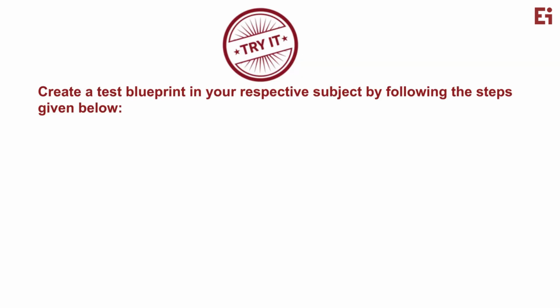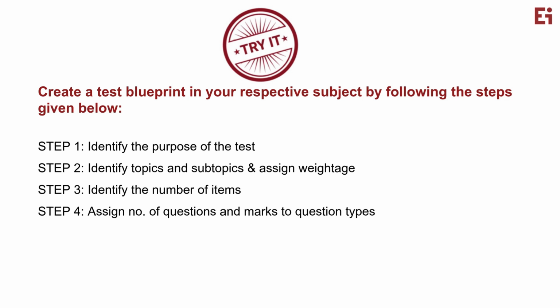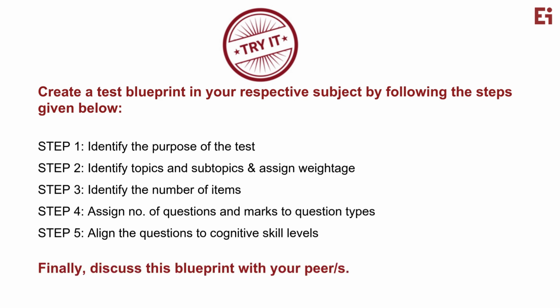Try this. Create a test blueprint in your respective subject by following the steps given below. Step 1. Identify the purpose of the test. Step 2. Identify topics and subtopics and assign weightage. Step 3. Identify the number of items. Step 4. Assign number of questions and marks to question types. Step 5. Align the questions to cognitive skill levels. Finally, discuss this blueprint with your peers.